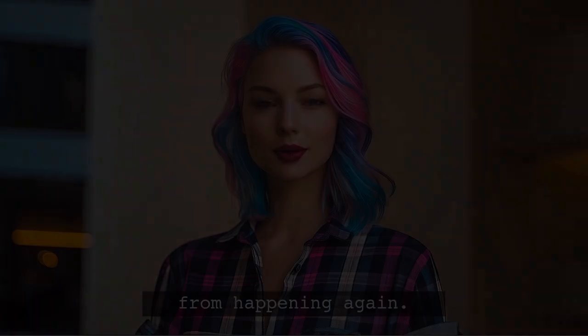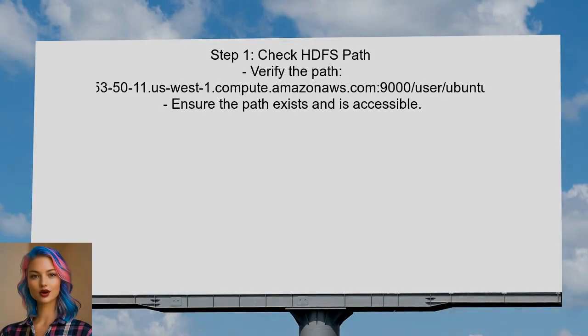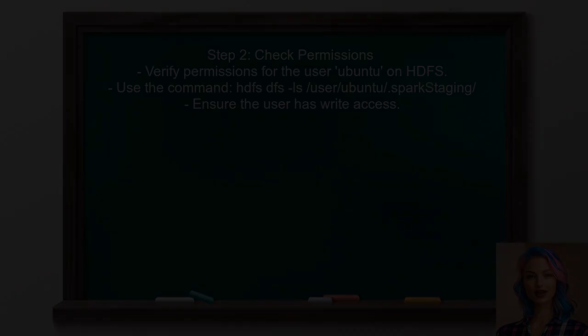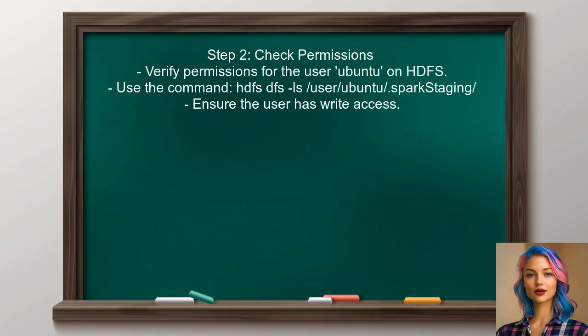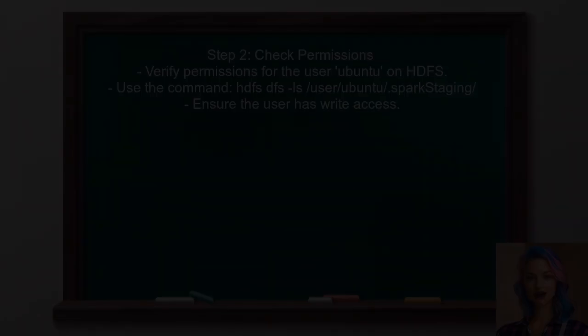To resolve the issue of the file not existing on HDFS, the user should first check the HDFS path specified in the error message. This path is where Spark is trying to upload its libraries. Next, the user should ensure that the Spark job has the correct permissions to write to the specified HDFS directory. This can be done by checking the permissions of the user running the Spark job.